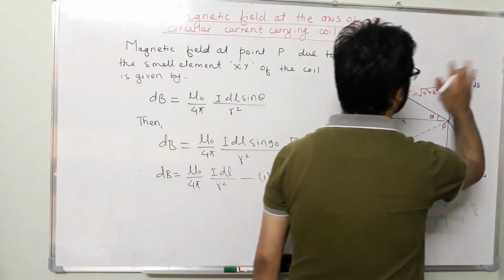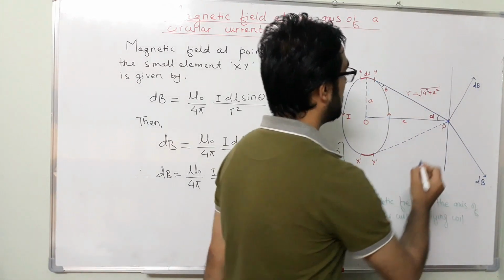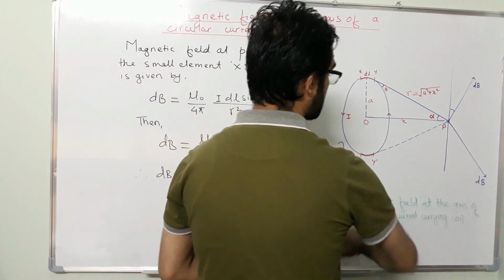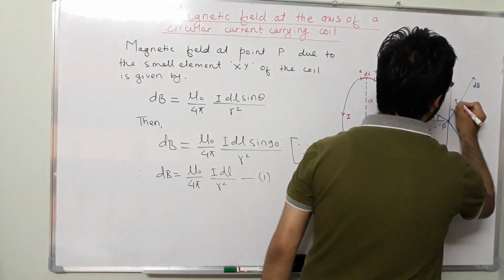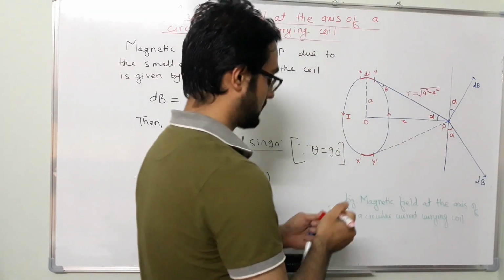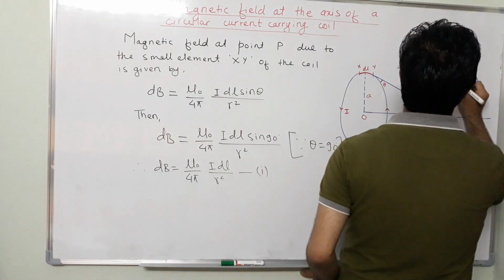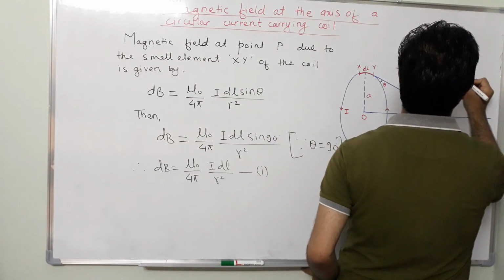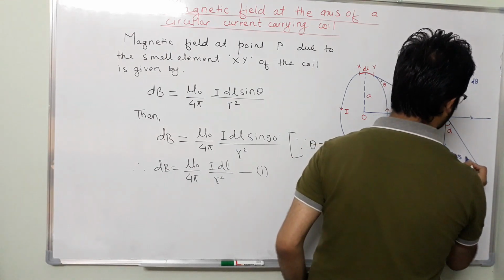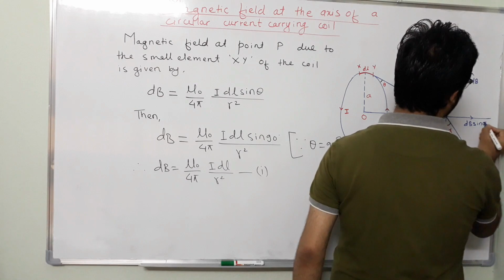Now here, this is also dB, and this angle also becomes equal to theta. This is also theta. This angle is also alpha. You can calculate it yourself using geometry. This is also alpha. Now resolving this dB into components, this becomes dB cos alpha, and this is also dB cos alpha, and this component is dB sin alpha.